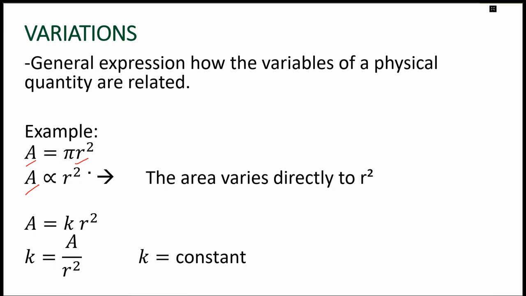So the area varies directly as r squared, or the square of the radius. Then, instead of this proportionality, we replace it with an equal sign and a constant, k. K is the constant. From there we get k, so k is equal to A over r squared.